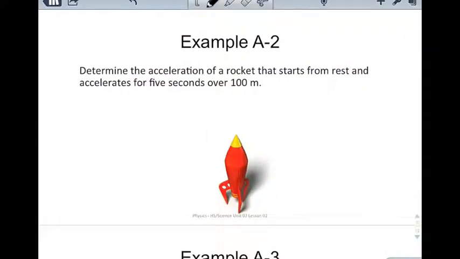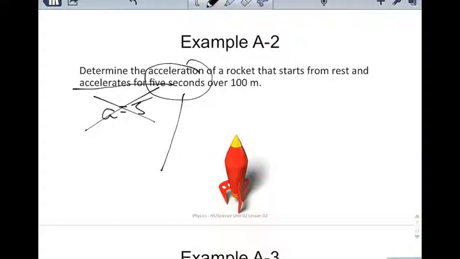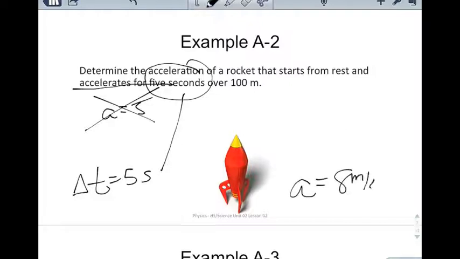This example says determine the acceleration of a rocket that starts from rest and accelerates over 5 seconds for 100 meters. Now a lot of people see "accelerates for 5" and they just automatically think, oh okay, well acceleration is 5. That's not the case. It's always key to take a look at the units and realize that it's 5 seconds there, which indicates that it's a time. So it's really important that you look and see what's actually there. You should be able to figure out this question, plug in your information, and solve that the acceleration ends up being 8 meters per second squared.